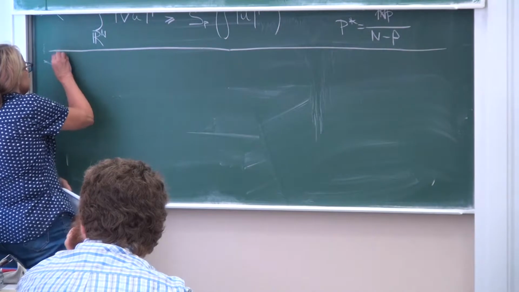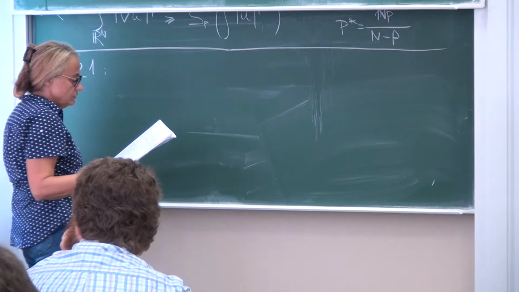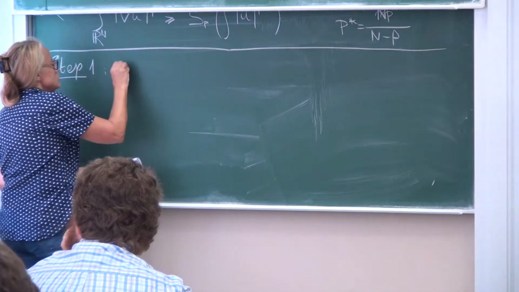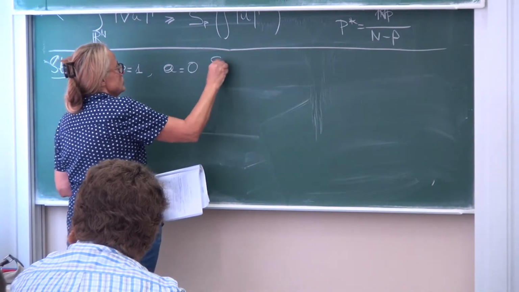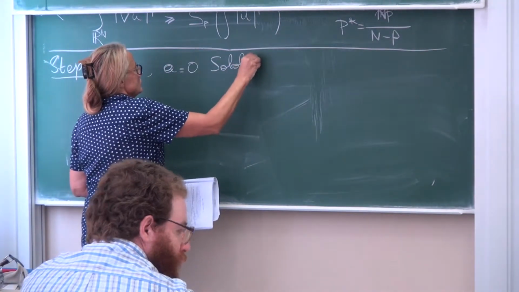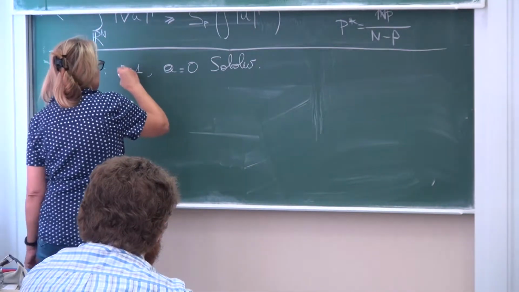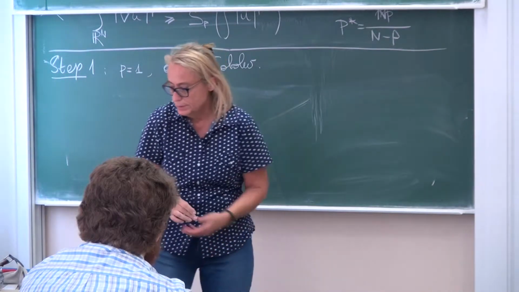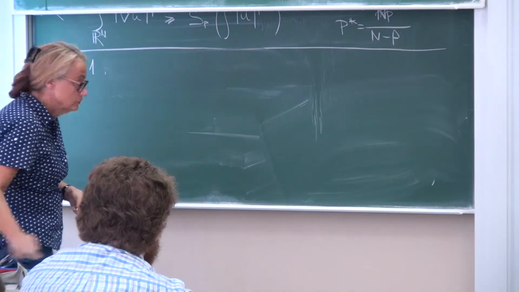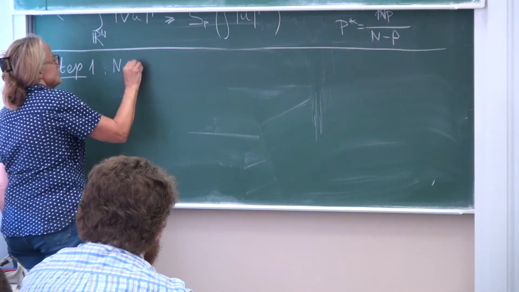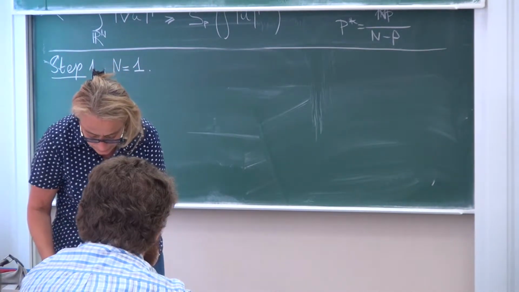There are several steps in the proof. The first step is the Sobolev inequality for p equals 1, a equals 0. No. The first step, you don't have a Sobolev inequality for p equals 1 if n is equal to 1. So the first step is n equal 1. I use a trick.